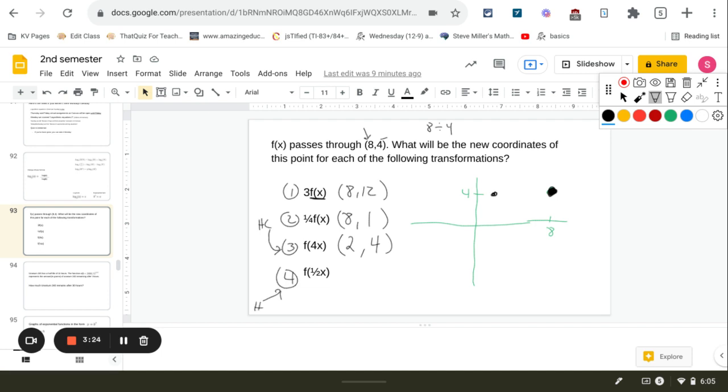Then the last one is a horizontal stretch. That's the rule for when your inside number is smaller than 1. What that's going to do is send my original point further away from the y-axis. It's going to push it out, and that means I need to multiply my x value by 2. I'm really dividing by 1/2, but dividing by 1/2 and multiplying by 2 are the same thing. So my 8 is going to turn into a 16, and my y value will remain the same. Okay, that's it.